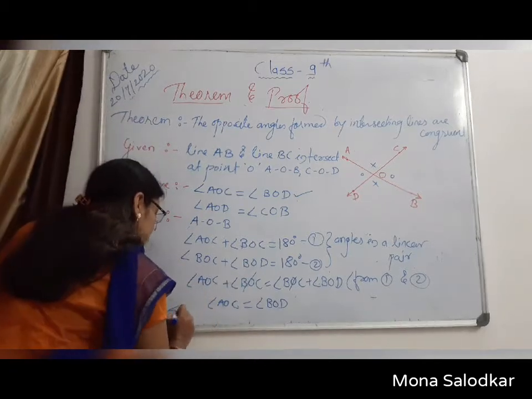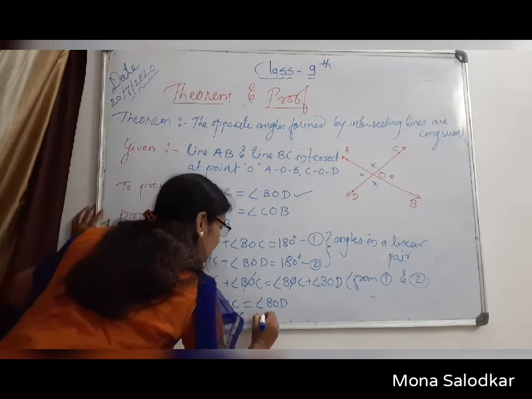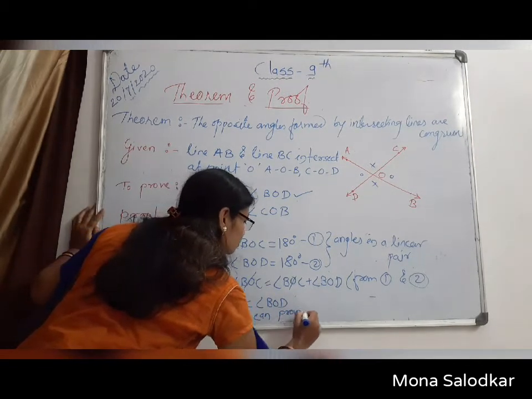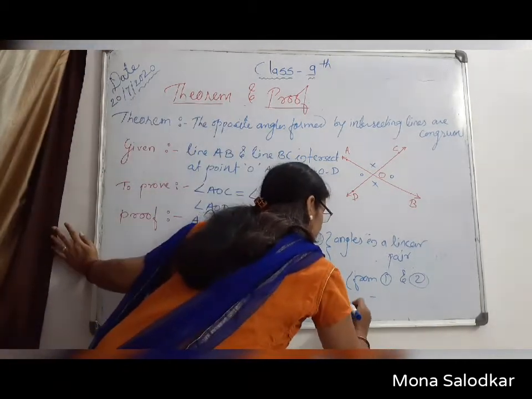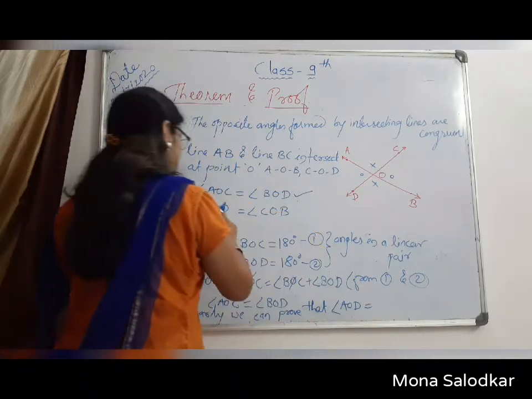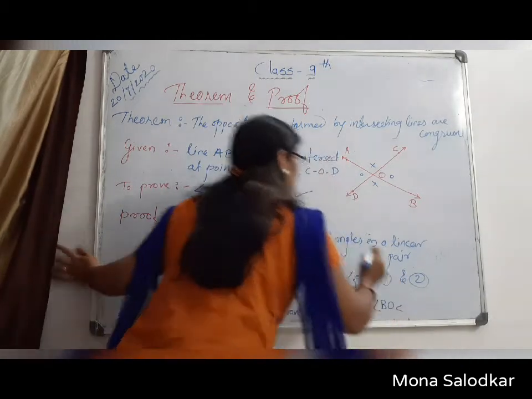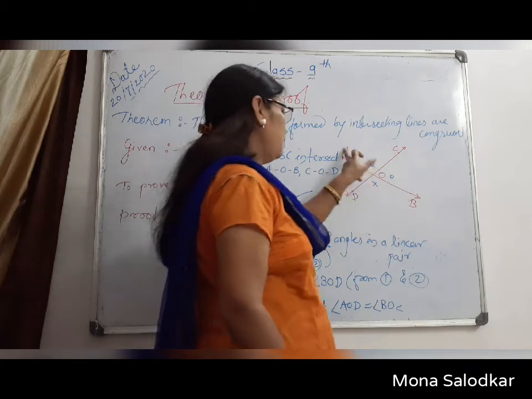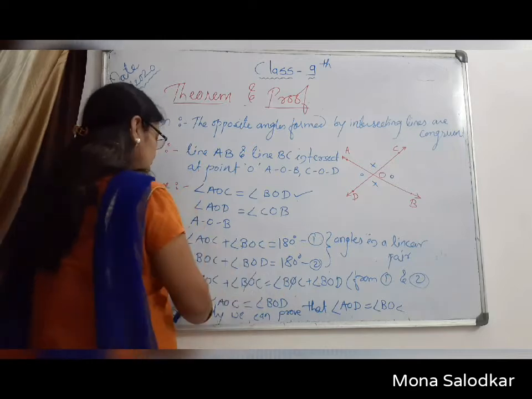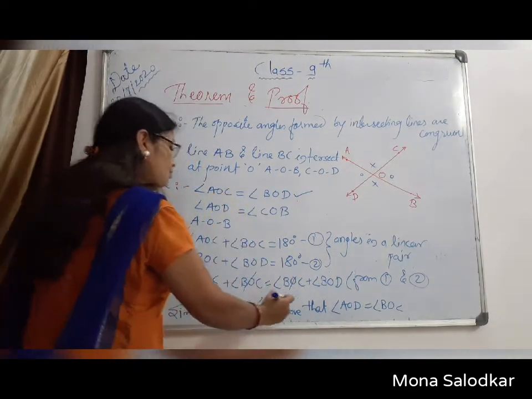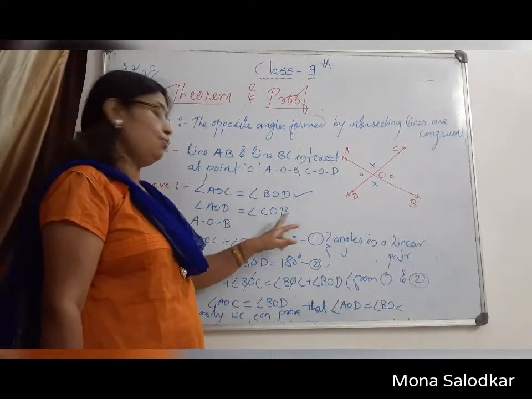Then what you have to write down here? Similarly, we can prove that angle AOD is equal to angle BOC. What do you have to take, students? Angles in a linear pair: AOC plus COB, and COB plus BOD. Now see here, BOC will be cut. What you get? AOC is equal to BOD. First proof is completed. Similarly, we can show that the second, that is AOD, is equal to BOC.